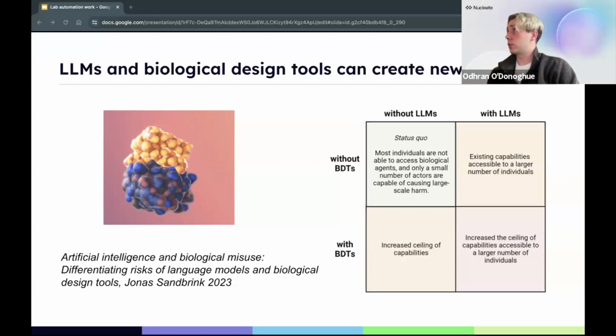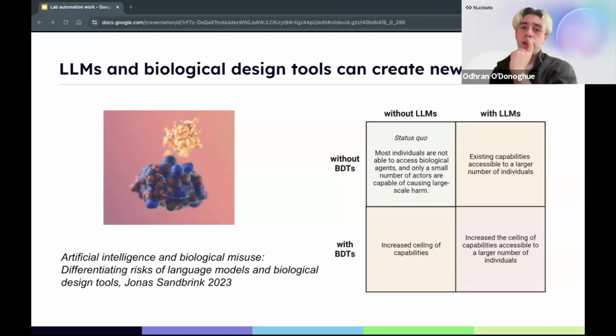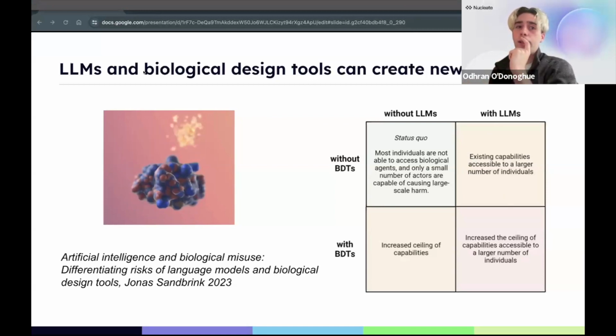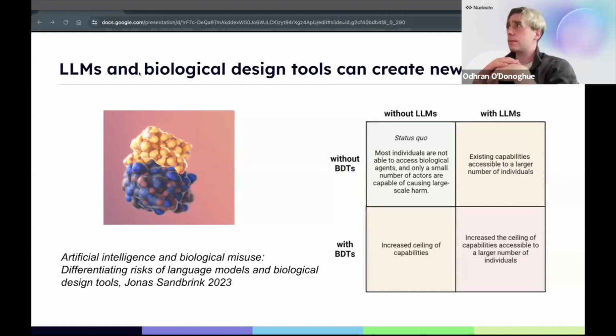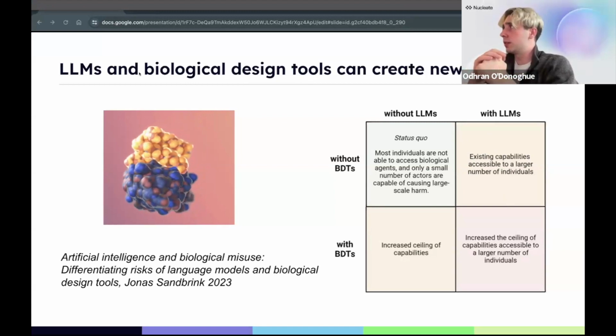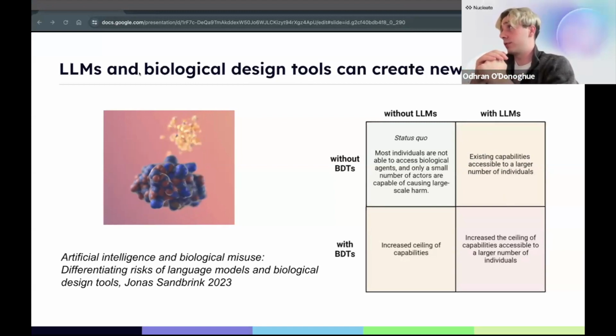This is one thing which creates risk: the idea of large language models without biological design tools. Then let's next talk about biological design tools. At the same time that language models are advancing, there are also a lot of other tools for machine learning in biology that are advancing very rapidly too.